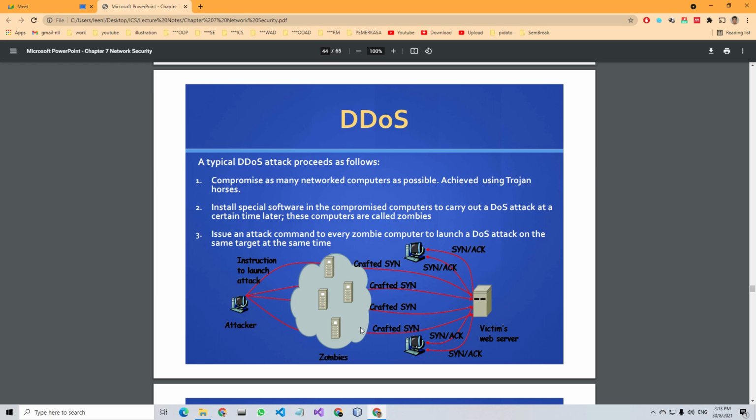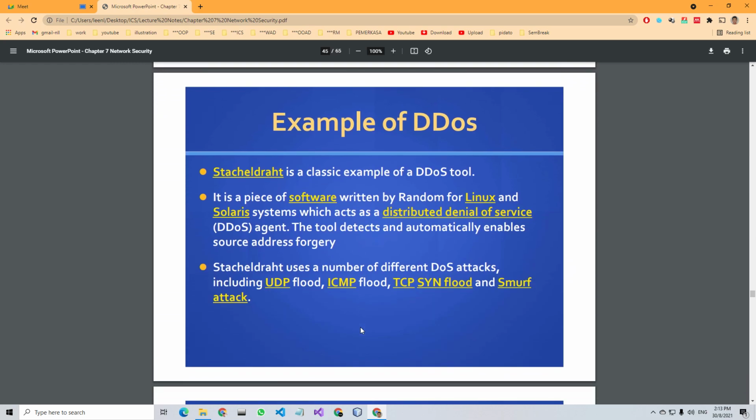Examples of a DDoS. So classic examples as listed. Give me 1 minute, drink water first.